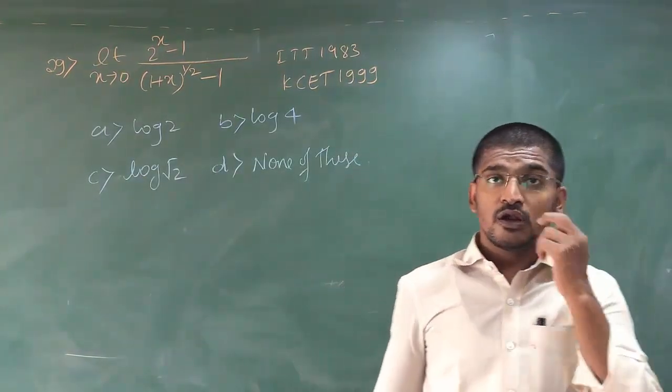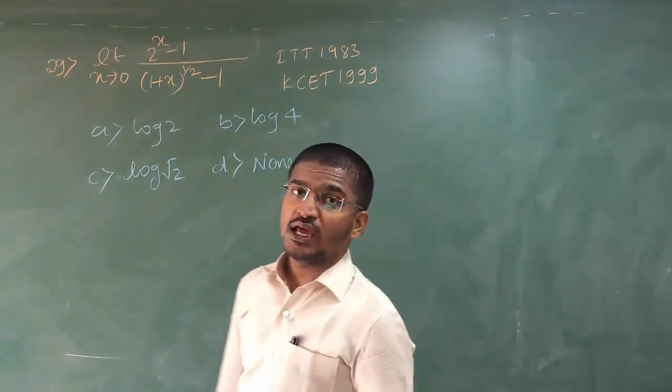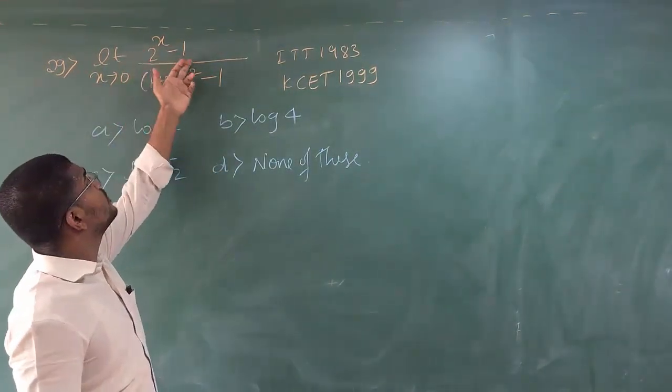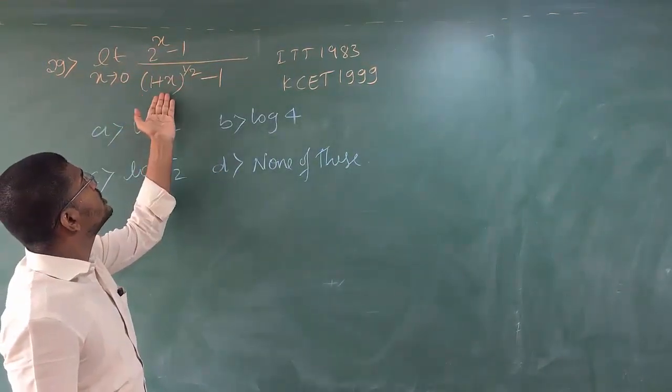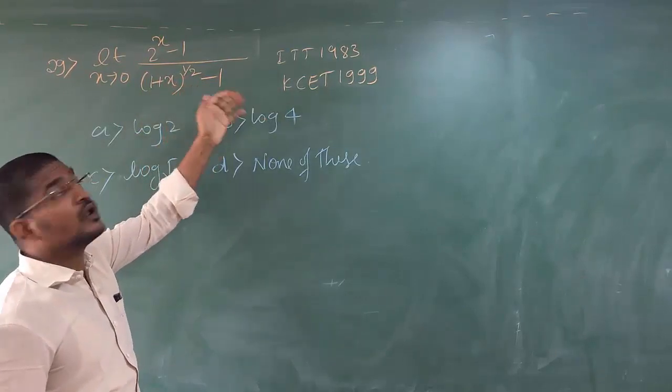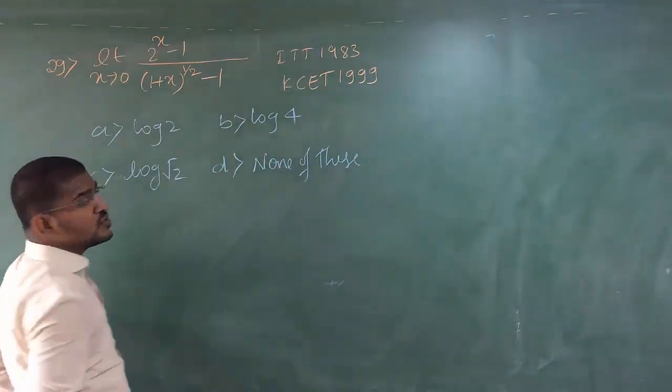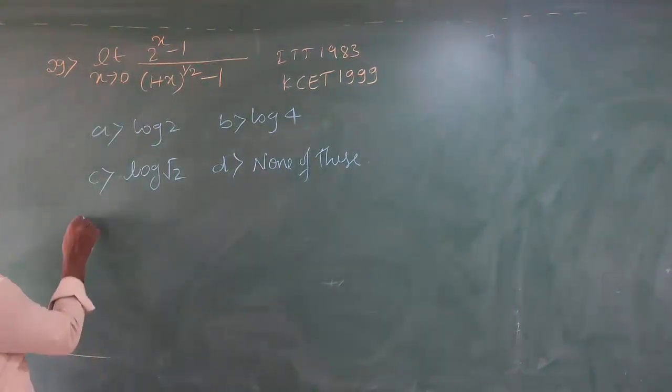Now let us go for question number 29. Limit extending to 0, 2 raised to x minus 1 divided by 1 plus x to the power of 1 by 2 minus 1, or you can tell it as root of 1 plus x minus 1. It was asked in those two exams. Okay, let it be. So let us solve this.